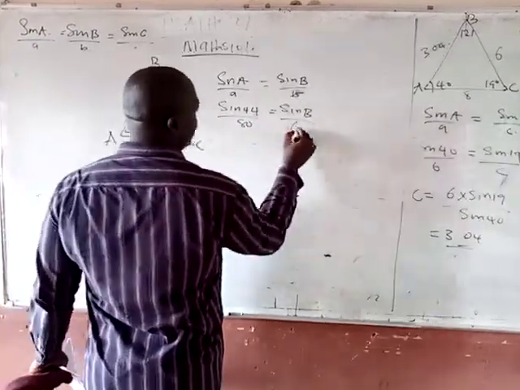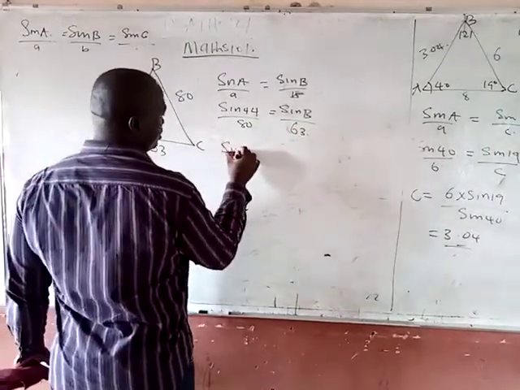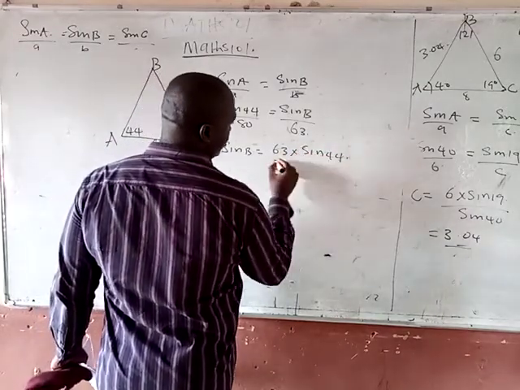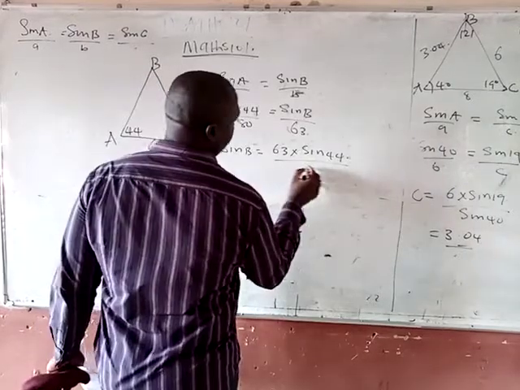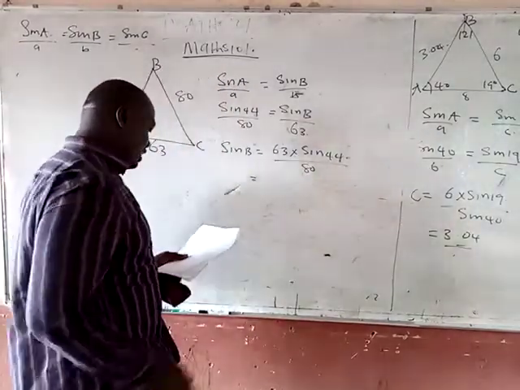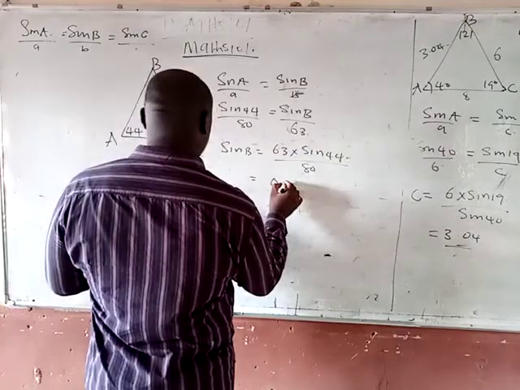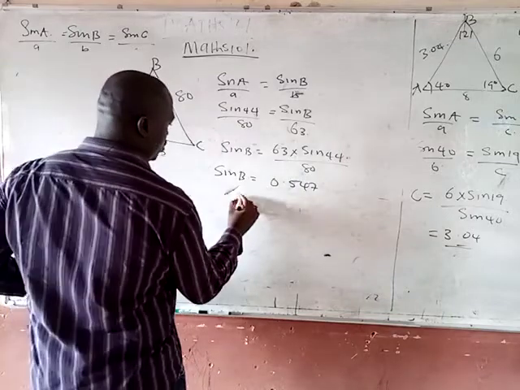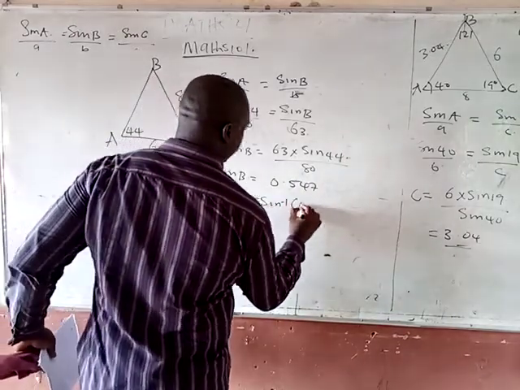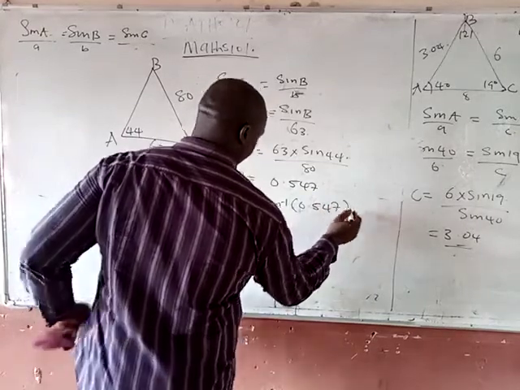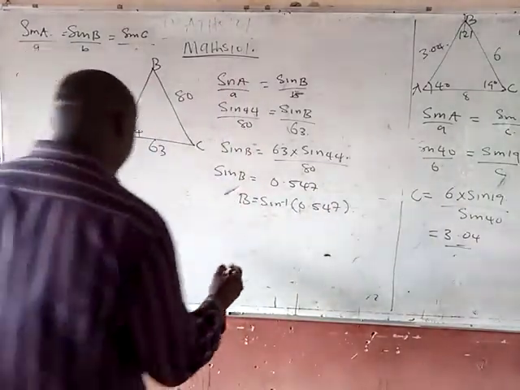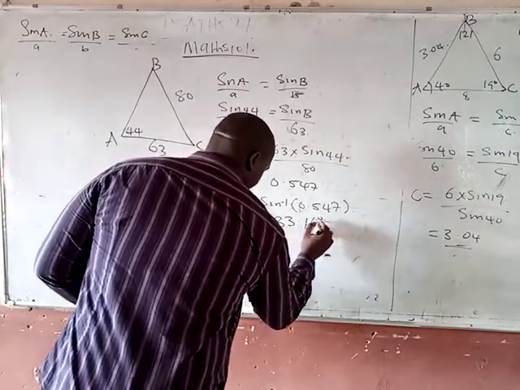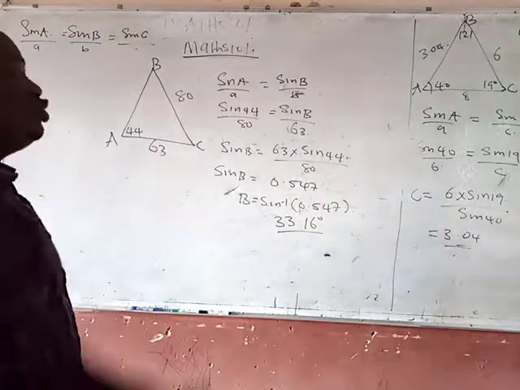The side of B is 63, right? So sine B is 63 times sine of 44 all over 80. And if you put this in your calculator, you should get 0.547, which is sine of B. So B is equal to sine inverse of 0.547, which should give you 33.16 degrees.